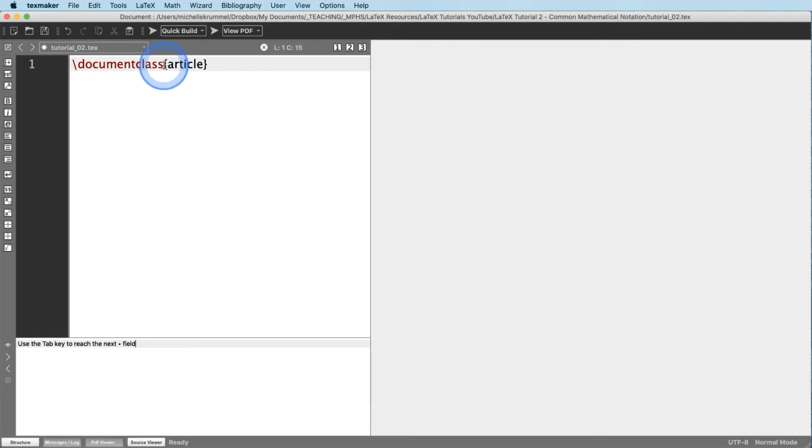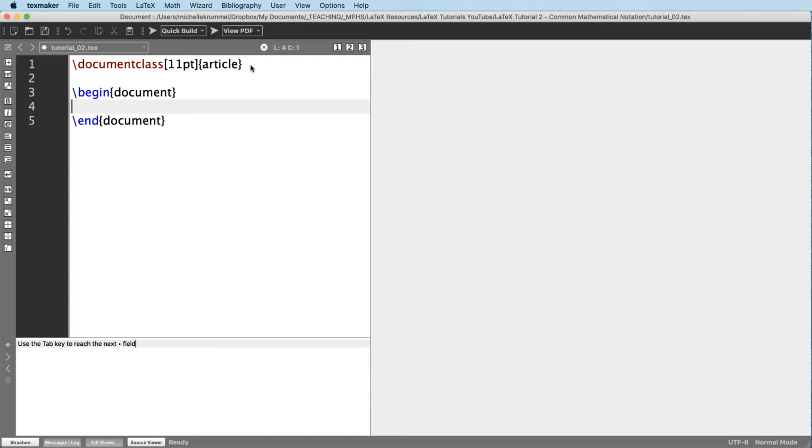If I do want to include some optional arguments, one of the more common ones would be to declare the font size. So your choices are 10 point, 11 point, or 12 point. I usually like to go with 11 point. And then we're always going to have \begin{document} and \end{document}, that pair of commands there. So I'm not going to compile yet. I don't actually have any content. We have to start typing something first.